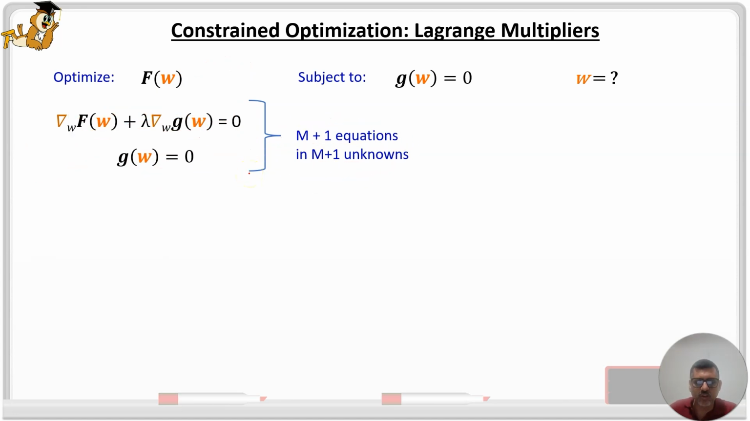If this is cluttered too much, let me just remove the clutter. These are m equations, because this is a vector equation, and this is one equation. So totally m plus 1 equations in m plus 1 unknowns. What are the m plus 1 unknowns? The size of w is m, so those are the m unknowns, and lambda of course is one additional unknown that you are now talking about. So m plus 1 equations in m plus 1 unknowns.